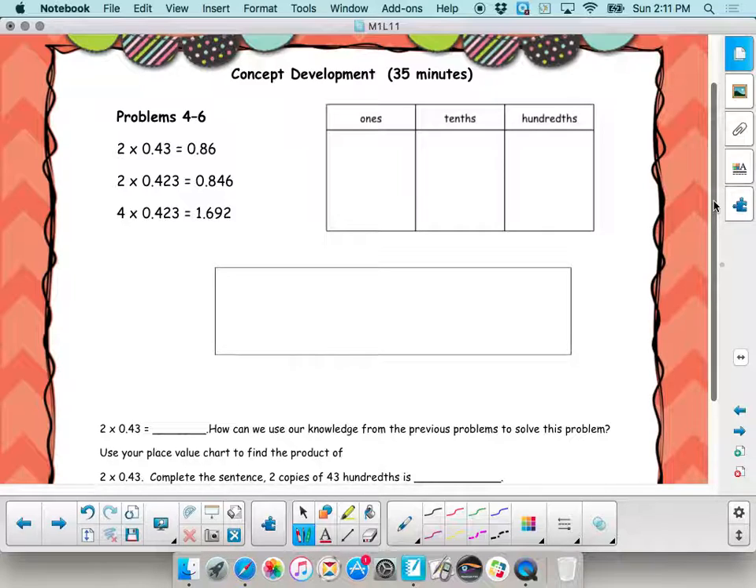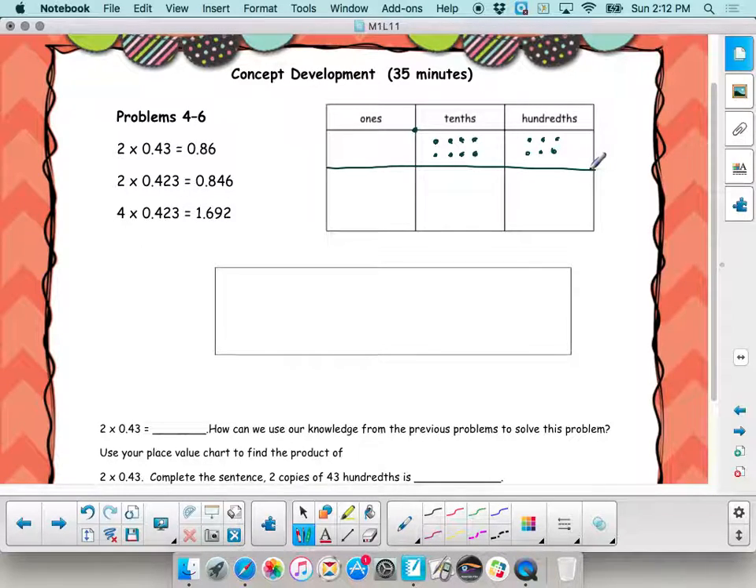I'm not sure why I went ahead and put the answer on here, but let's show it on the place value chart. 2 groups of 43 hundredths. Okay, so I have 1, 2, 3, 4, 43 hundredths, and I've got 2 groups of it. Now it looks to me like there's no regrouping. I'm just going to count 6 and 8, so it's 86 hundredths. Let's draw a line and do the next problem.